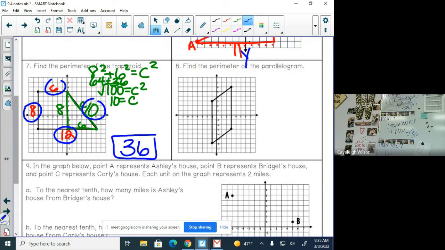All right, let's look at number 8 here. If you're struggling with number 8, I'm going to let you do it on your own, but I'm going to give you a hint here. All right, so I want you all to try to find number 8.